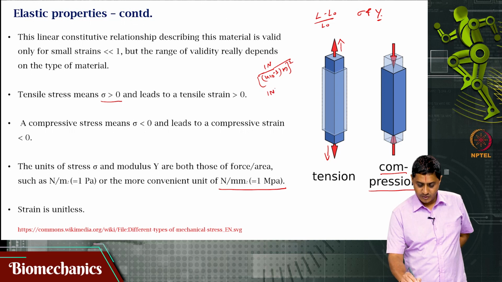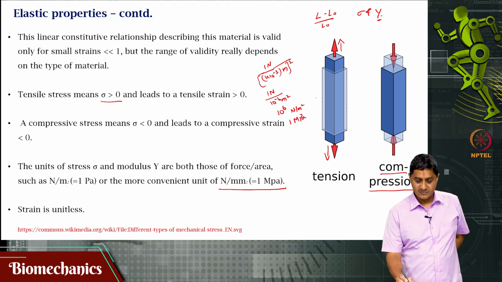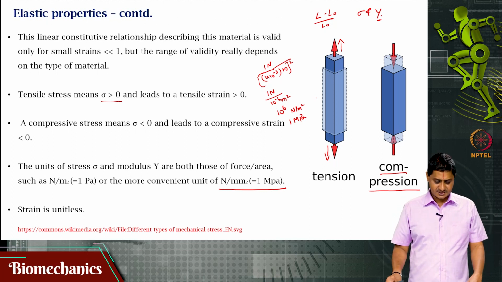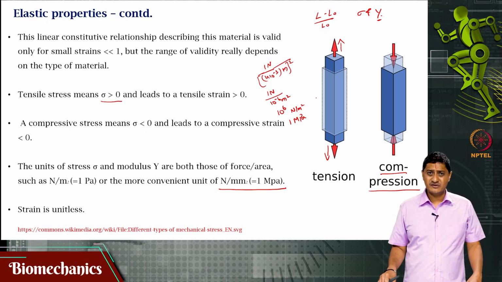That would be 1 Newton divided by 10 power minus 6 meter squared, or rather this would be 10 power 6 Newton per meter squared, is it not? Or rather, 1 megapascal. 1 Newton per millimeter squared leads to 1 megapascal. This is the more frequently used unit of stress.